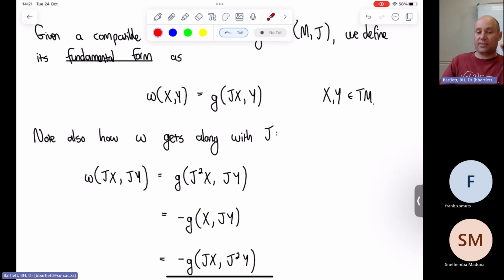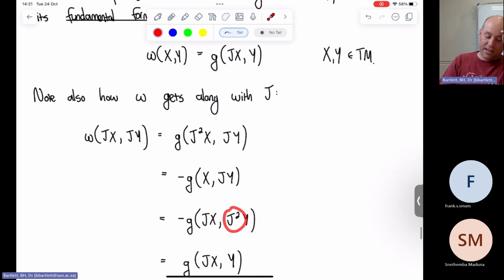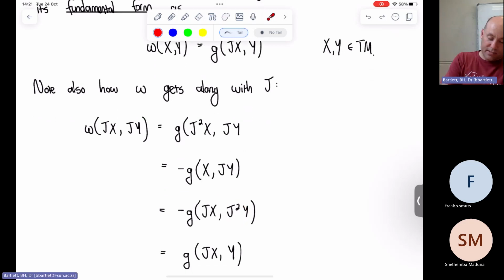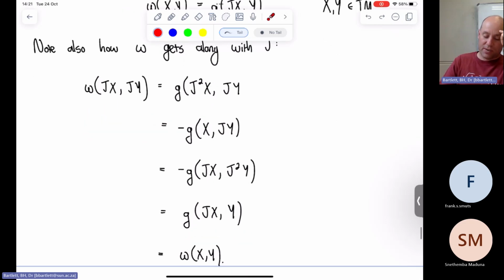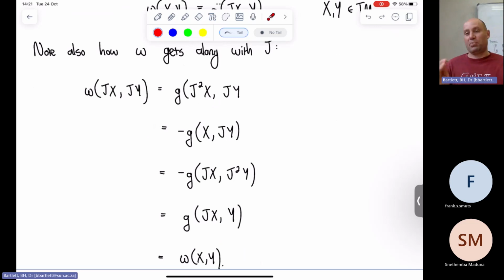And then I can use the fact that G is compatible with J. In other words, G applied to these 2 vectors is the same as G applied to J of those 2 vectors. And then I've got another J squared, which is a minus sign, and I can bring it in front. So I get a plus again. So I've proved that this is equal to this. And of course, this over here is by definition omega of x, y. So just an important point there: once you've got your Riemannian metric, if your Riemannian metric is compatible with J, then its associated fundamental form will also be compatible with J.